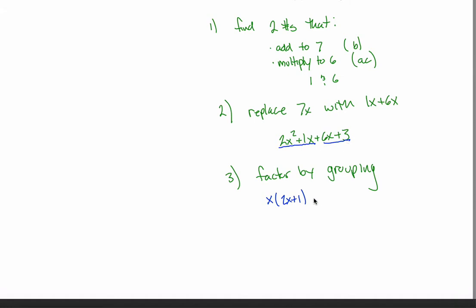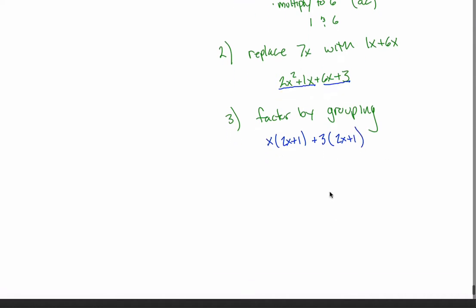So in this case, it's a positive 3 that I can factor out for my second group that will leave me with a 2x plus 1 behind. So I get this far. I'm not done factoring by grouping.